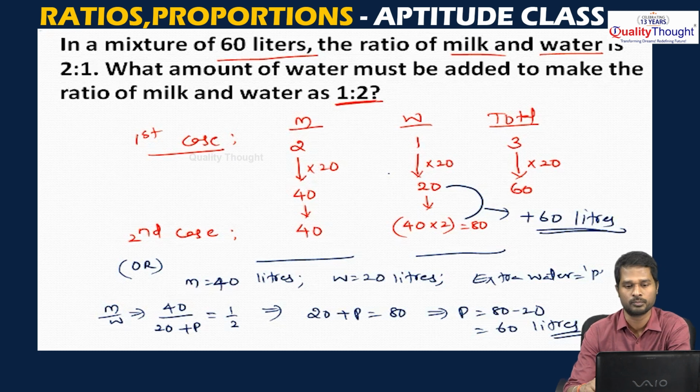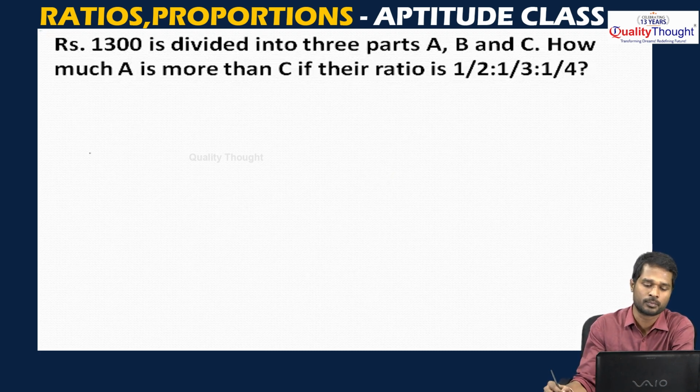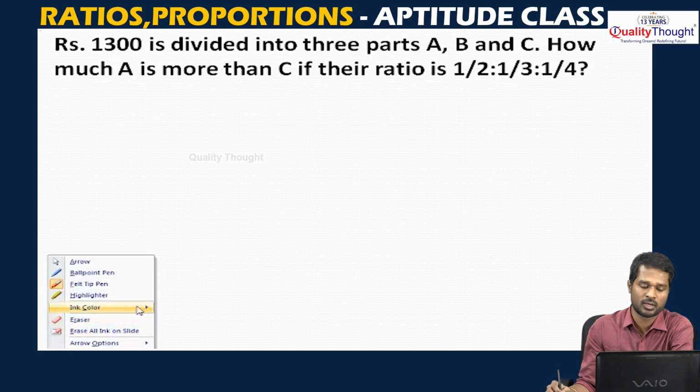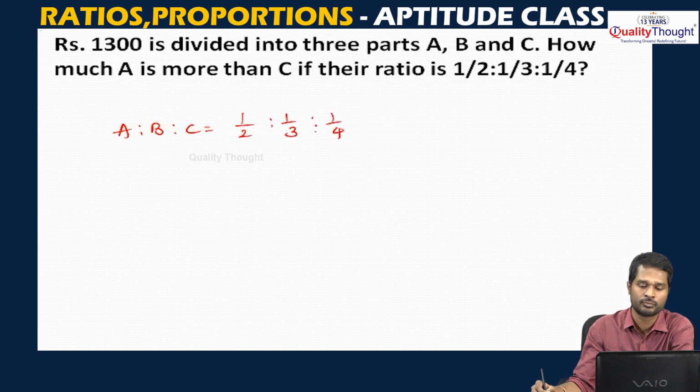Question says 1300 rupees is divided into 3 parts, A, B and C. How much is A more than C if their ratio is 1/2, 1/3, 1/4? I think we have solved this type of question already. Let's see this again. So A is to B is to C. A receives 1/2, B receives 1/3 and C receives 1/4. Same question we solved with different numbers.